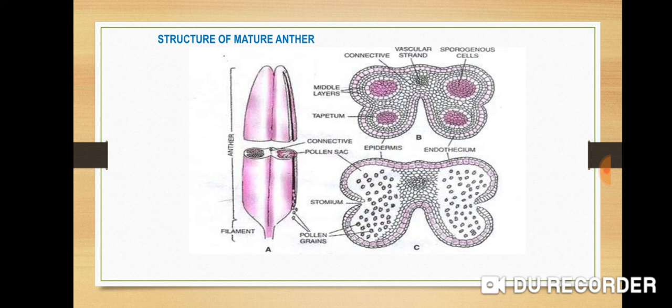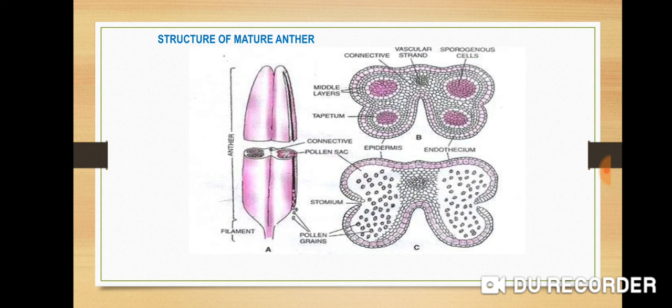Next, here we know the types of tapetum. Tapetum is basically two kinds. One is glandular tapetum and another one is amoeboid tapetum. First, we know about the glandular tapetum. It is also known as secretory or parietal tapetum. In glandular tapetum, the tapetal cells remain intact in their original position throughout the development of microspores. The tapetal cells do not degenerate.